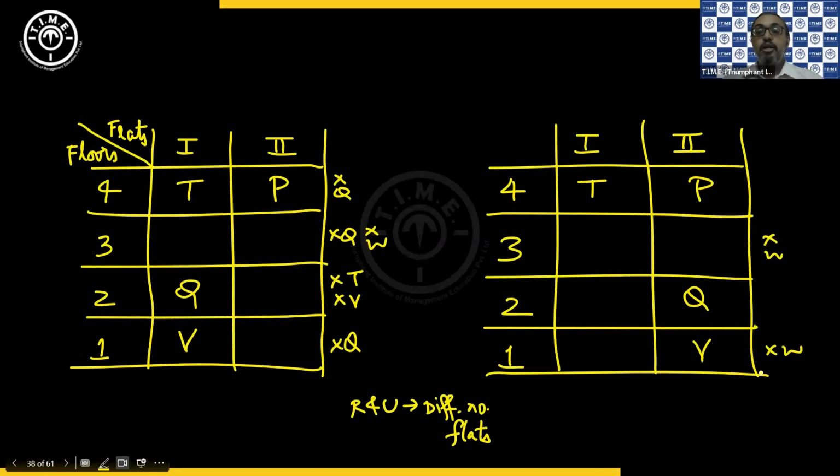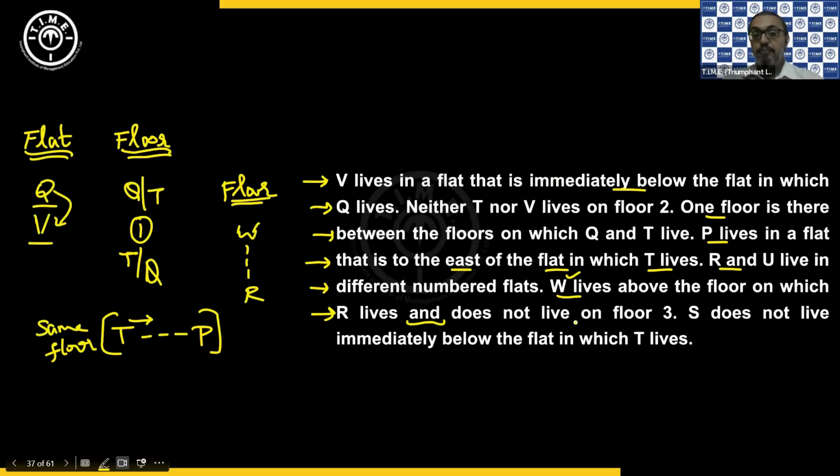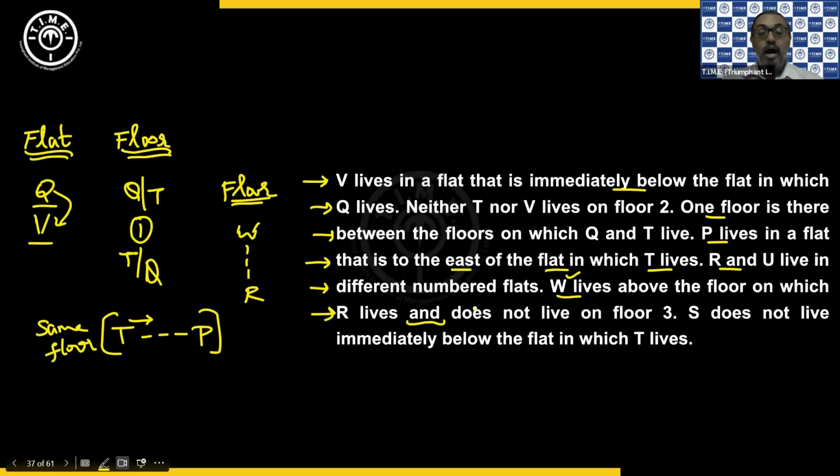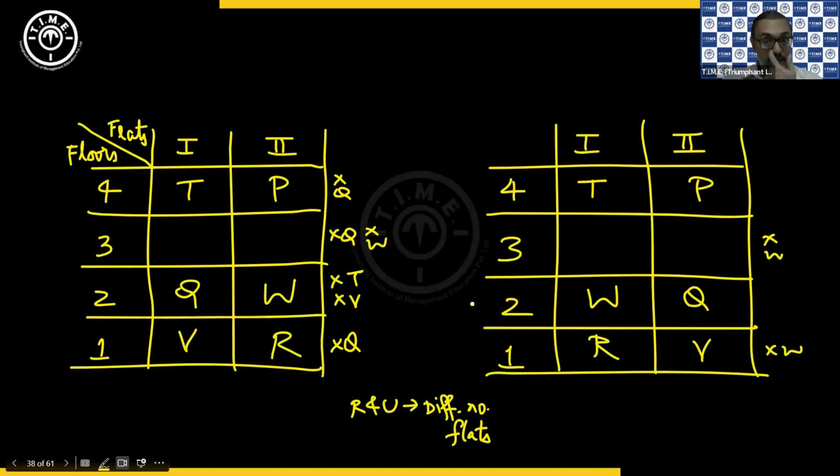And definitely W cannot be on floor number 1, and floor 4 is already filled. So the only possibility is you give W floor number 2, such that now W is above R. R will be on floor number 1. So W and R now belong to the same flat. Now since he says R and U are in different flats, in the first case R is in flat 2, so you put U below T. And in the second case R is in flat 1, so you put U below P.